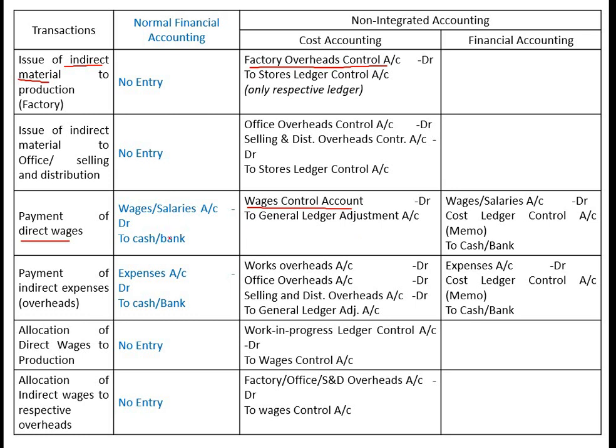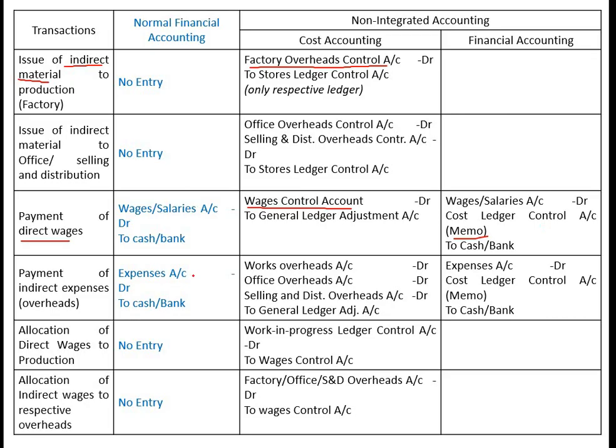Otherwise, how do we record in normal financial accounting system? Wages or salaries account debit to cash or bank account. So similar way we pass this entry in the financial accounting, and one memorandum entry we will record for the wages and salary, that is cost ledger control account.